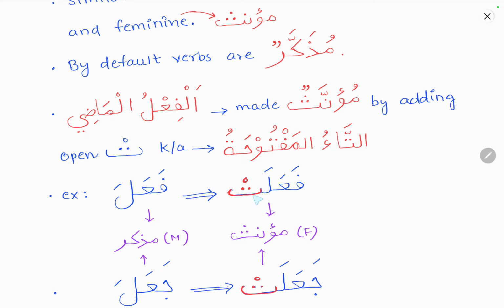So here, for example, if we take fa'ala, then to make it feminine, add the open ta with a sakin. So it is fa'alat. Fa'ala is in the muzakkar state, the masculine state, and fa'alat is in the muannas state, the feminine state. Fa'ala means he did, fa'alat means she did.